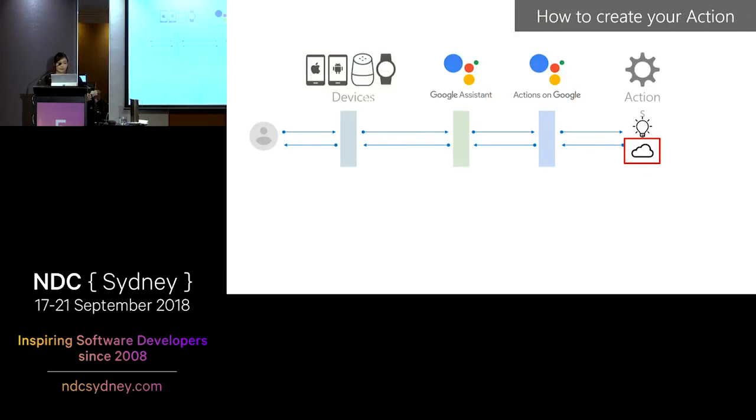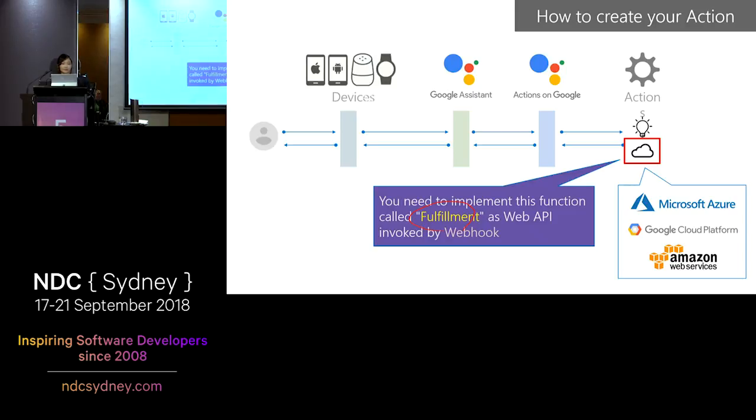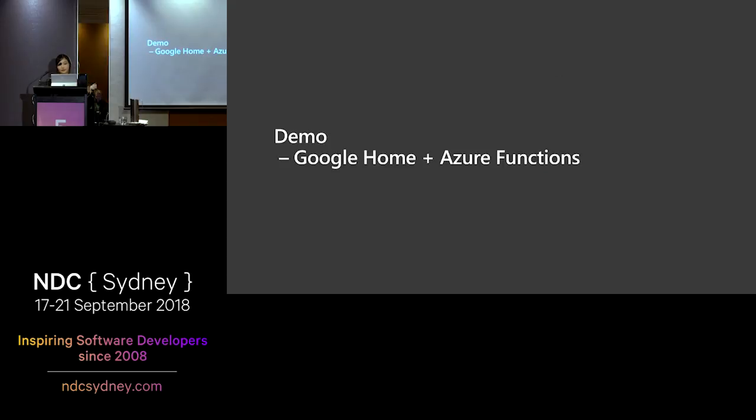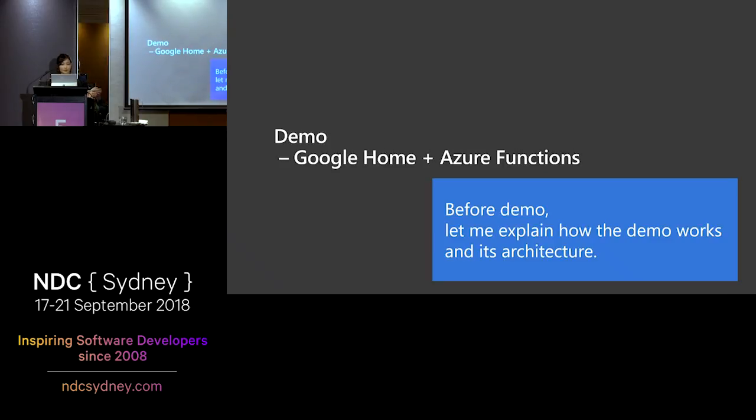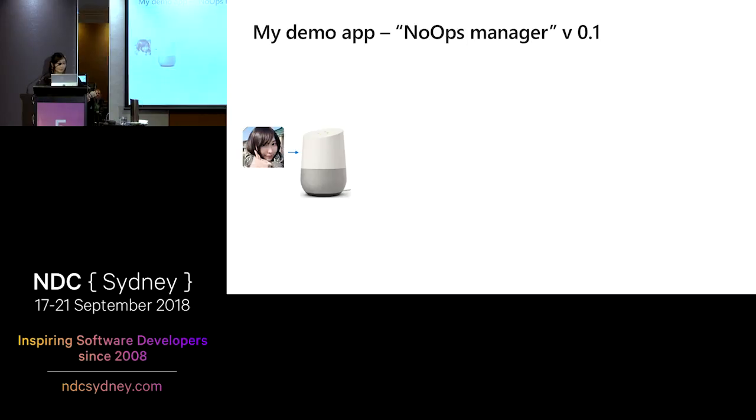So the main topic is how to create your action. You need to implement a function called fulfillment in the Google platform as a Web API invoked by a webhook. You can use any platform like Microsoft Azure, Google Cloud Platform, Amazon Web Services, or on-premises. So let's get into the demo. But before the demo, let me explain how my demo works on its architecture first. My demo app, No Ops Manager v0.1, hopefully will work like this.